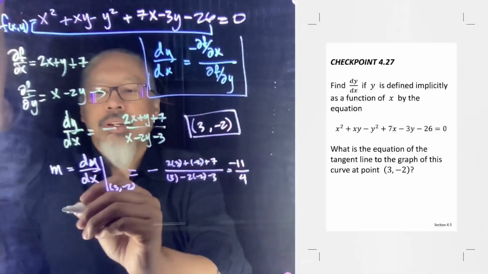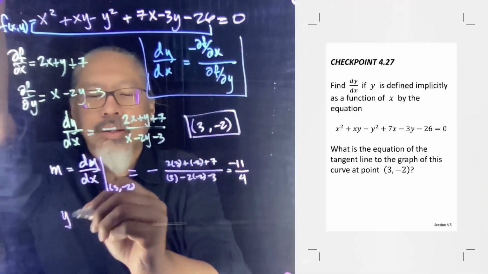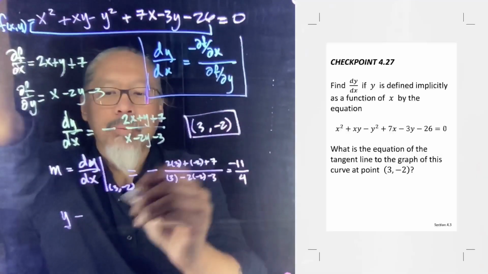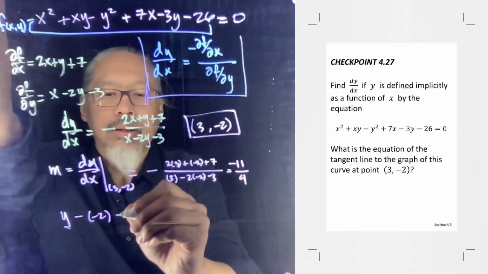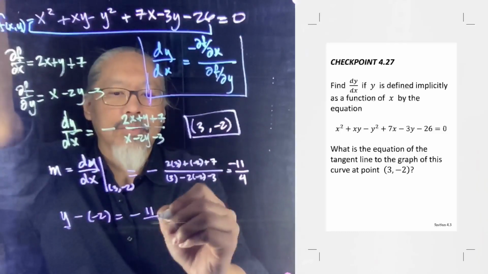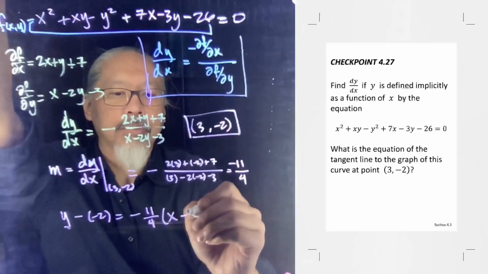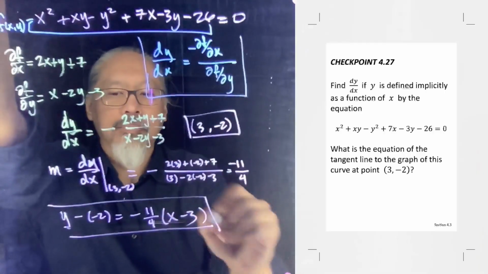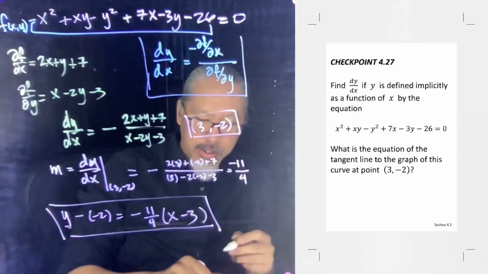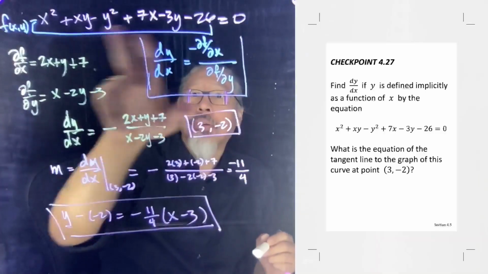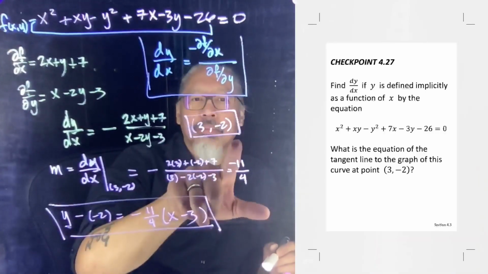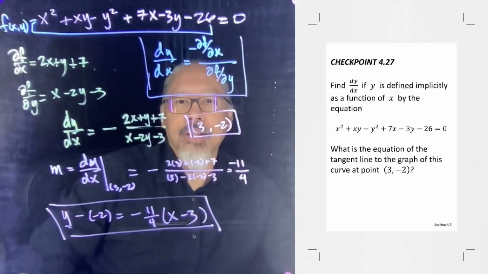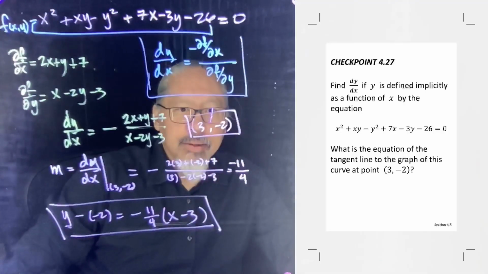And we simply use, I'll stick with the point-slope formula, y minus y1, so that's y minus negative 2 is equal to the slope, negative 11/4, times (x minus 3). Okay, and that should be it. If you were to draw this in Desmos, you can draw that graph, you can plot this point, you can draw this line, you'll see that it will in fact be tangent. Okay, I hope that helps.